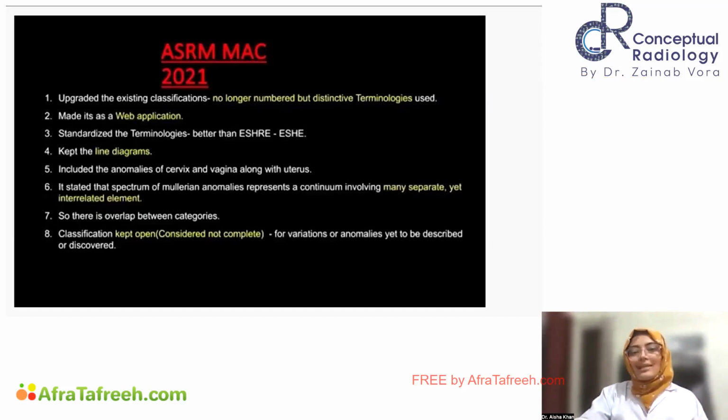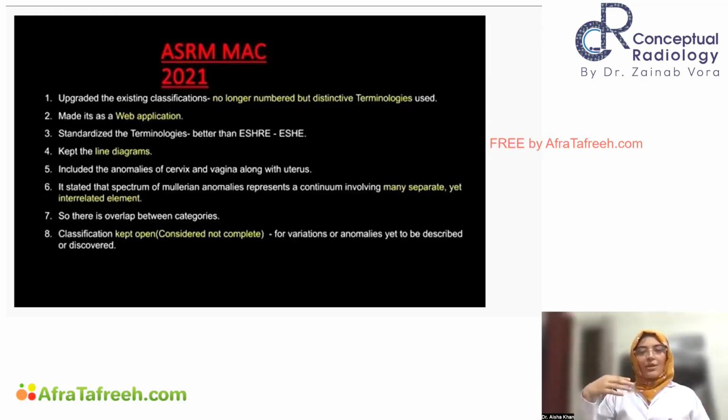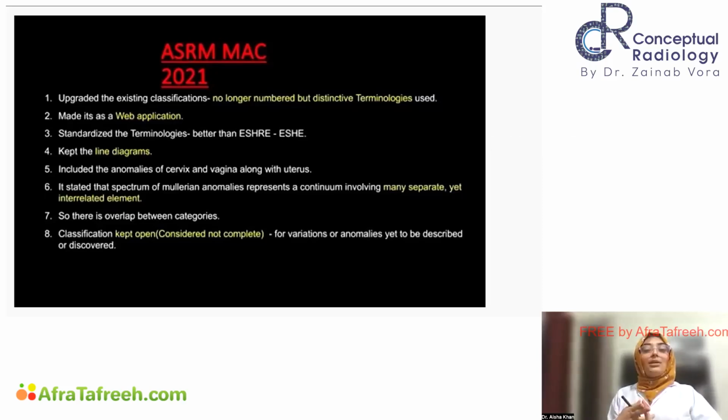Why is this so distinct? Number one, because in this we no longer have any numbering. In ESHRE we have some numbering which becomes a little difficult to remember. Here there is no numbering. Number two, it is applicable in a web application. Okay? And also they have a PDF that we can download, and offline also we can look at this entire thing in PDF form. They have kept their original line diagrams, which make it really simple to understand.